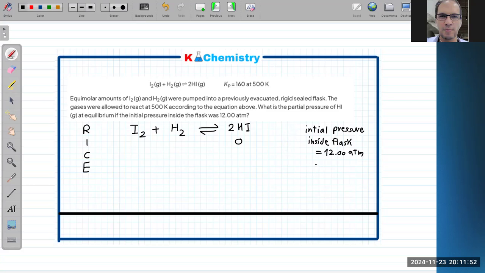If you said that in this flask, the total pressure is 12 atmospheres, can you find out the number of moles of every one of them? You said that they have equal moles, so equal number of moles. So let's say I have I2 pressure and I have pressure of H2. The pressure of every one of them is equal to the number of moles divided by what? The total number of moles.